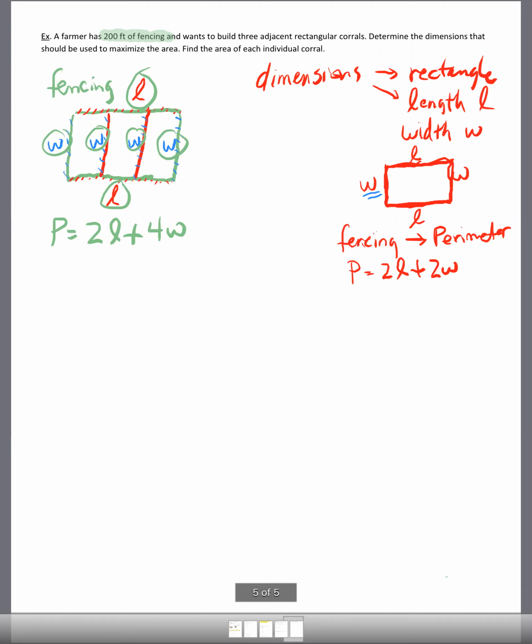At the beginning of the problem, we talked about how the fencing deals with the outside edges. In this case, we also have the outside edges of each one of our corrals, and so that's why we had to build 2 more W's in the problem. But this is equal to the fence. So I know that the perimeter has to be 200, and that's equal to 2L plus 4W.